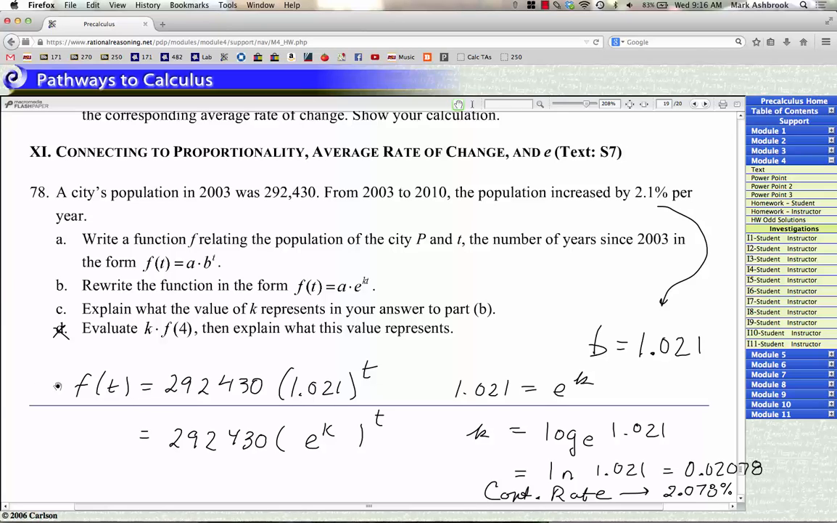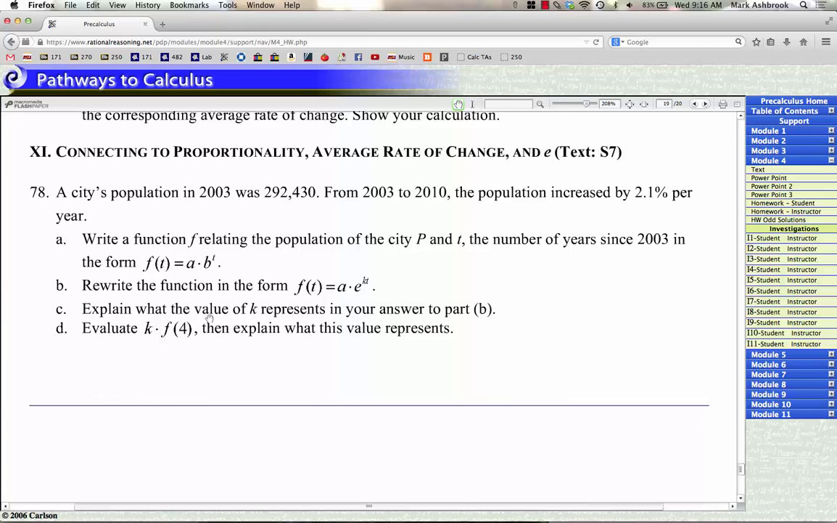Okay, let's go on. So unless the question specifically states that it's a continuous rate, that's right. Also, you have two clues here. It doesn't say continuous rate, and it says the population increased by this much per year. It's telling you what it's doing. It's telling you the true rate. So you had two clues.